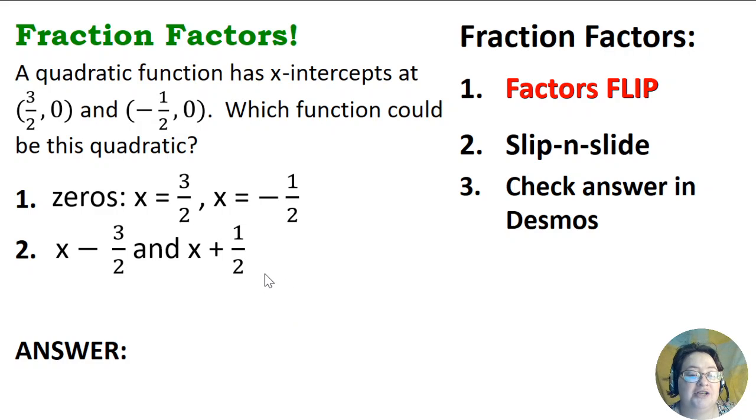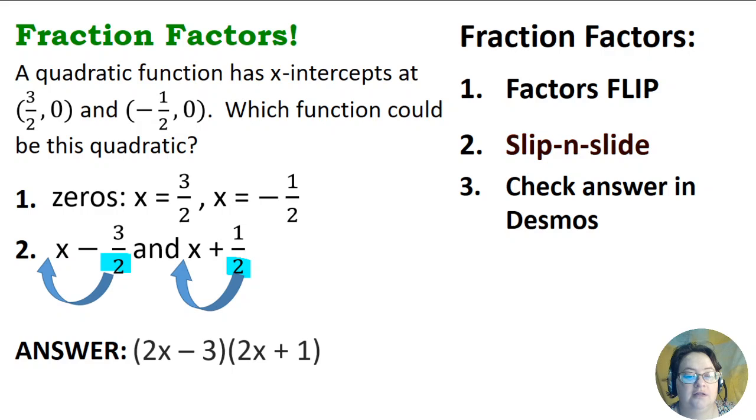Now, a fraction cannot be in a factor, so what we do instead is what we call slip and slide. So we take our bottom number on our fraction and we slide that in front of x. So this factor would become 2x minus 3. And our second factor, we do the same thing. The bottom number on the fraction slides in front of x, and that becomes 2x plus 1. So 2x minus 3 in parentheses times 2x plus 1 in parentheses would be my factored form.